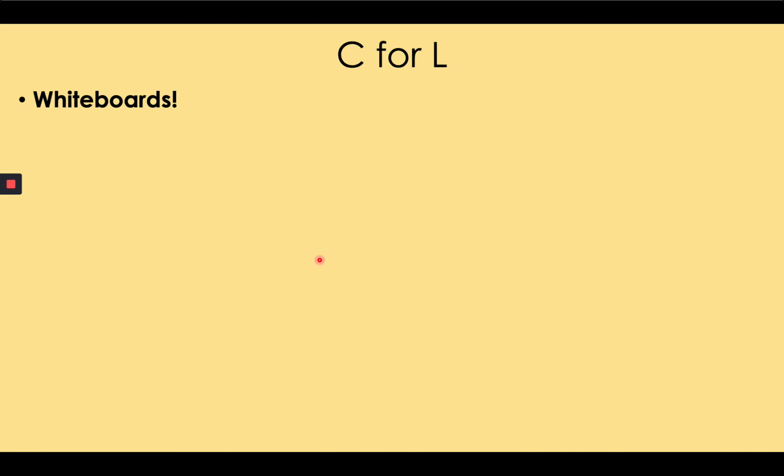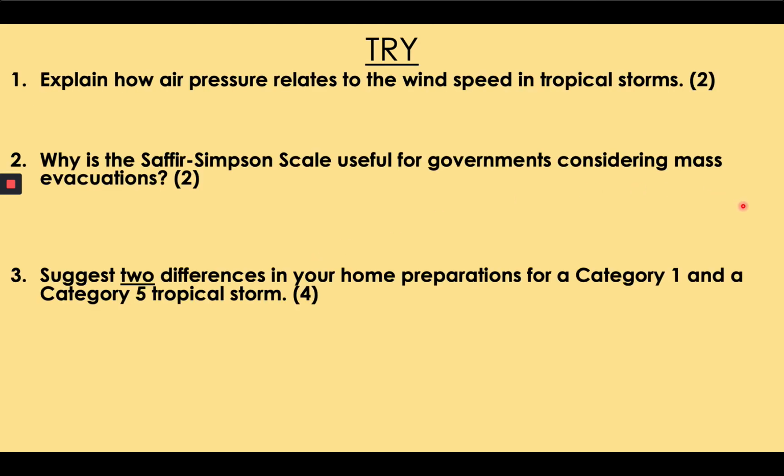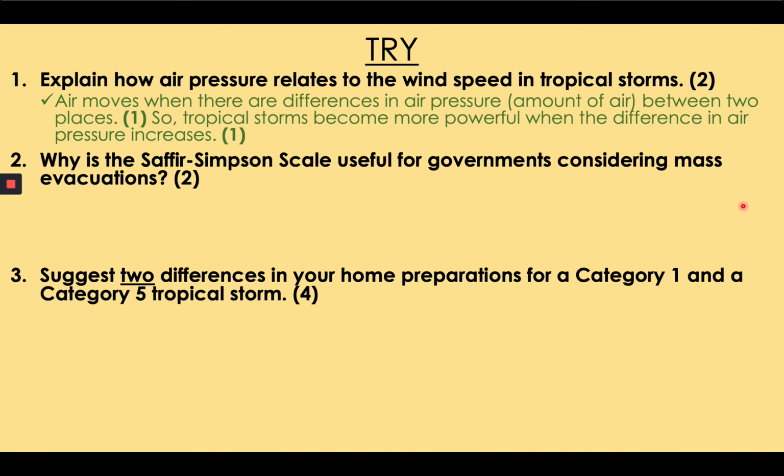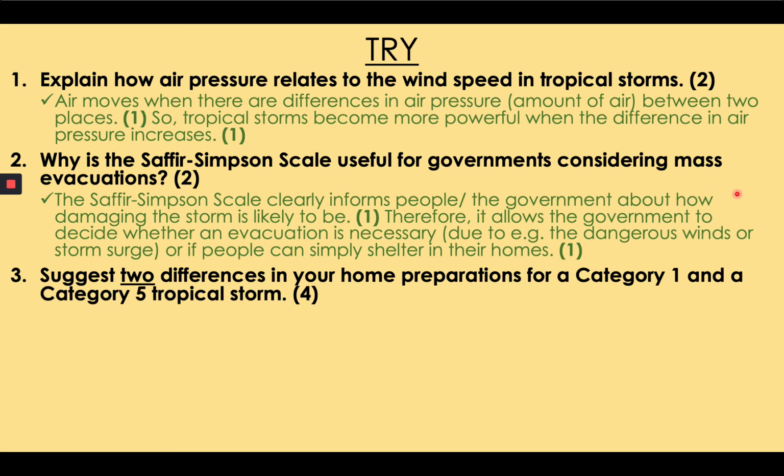Time to embed learning. Read the questions, answer them using your understanding, and then mark your answers. Number 1, air pressure and wind speed. 2, this is an interesting question because you need to understand how governments react to different tropical storms differently. So the higher up the category scale on the Saffir-Simpson scale, the more a government will respond to the tropical storm, with massive evacuations happening higher up the scale and more individual responses happening lower down the scale.